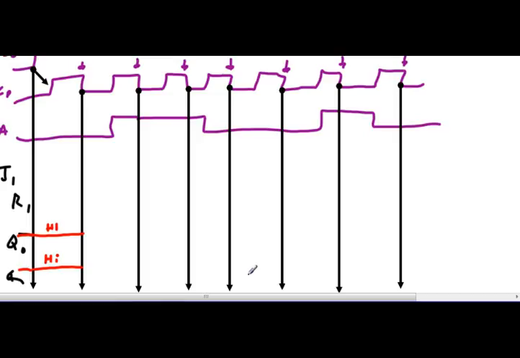All right, so Q1 is high and A is low. So when A is low, this is going to be low. They're both going to be low. So both of these are low because A is low. Okay, now the clock pulse happens and Q0 toggles when the clock pulse happens.